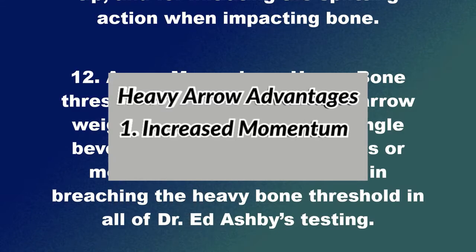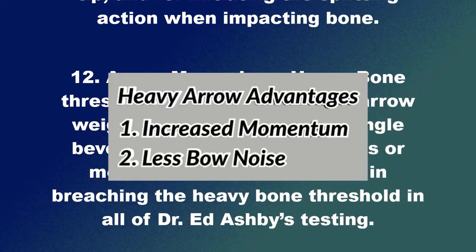Increased momentum. Double the weight, you double the momentum. The greater the momentum, the greater chance of a total pass-through. Less bow noise. The heavier arrow uses more of the bow's stored energy, reducing the amount of energy the bow has to absorb, resulting in less shot noise.